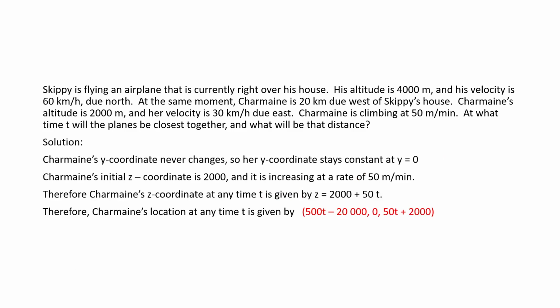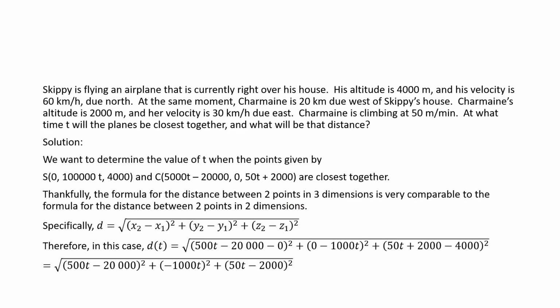Now her y-coordinate never changes, so it stays constant at y equals 0. Her z-coordinate is 2,000, and it's increasing at a rate of 50 meters per minute. So we can say that her z-coordinate at any given time t is 2,000 plus 50t, meaning that ultimately her x, y, and z coordinates as a function of t are given at the bottom of your screen in red.